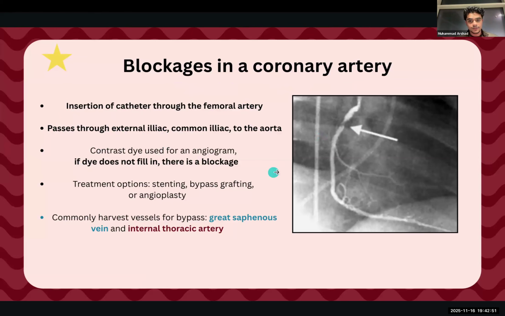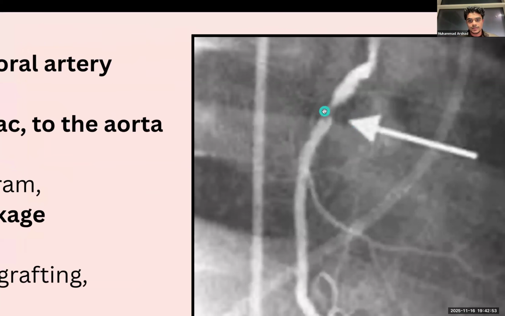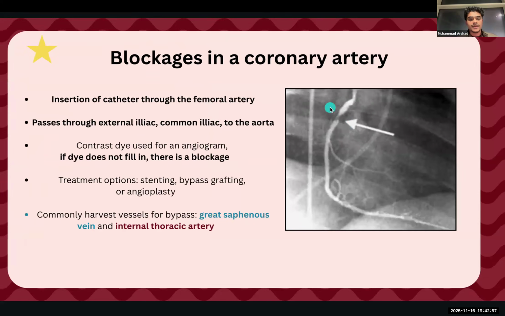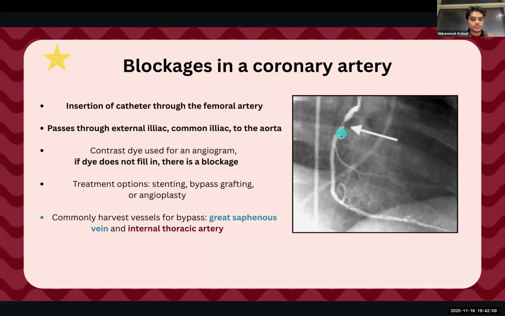And if this dye does not fill in, as clearly is the case here, right? It didn't fill in over here. It filled in over here, filled in over here, but didn't fill in over here. That means that there's a blockage. So for the blockage, there's a couple of different treatment options, and you should probably memorize this because I think it came as an SAQ last year as well. There's stenting, bypass grafting, and angioplasty.